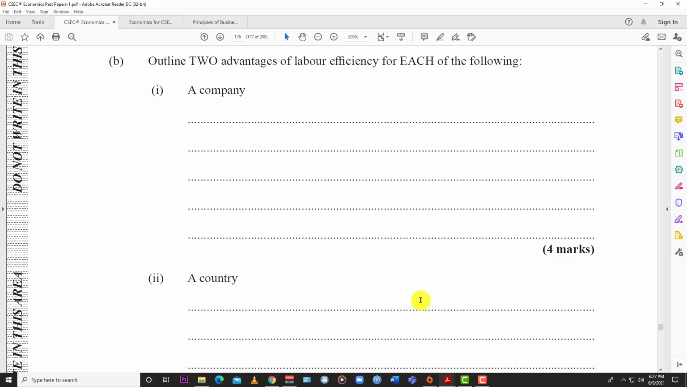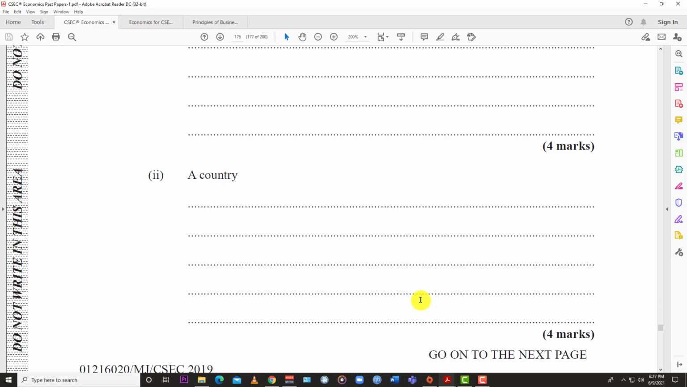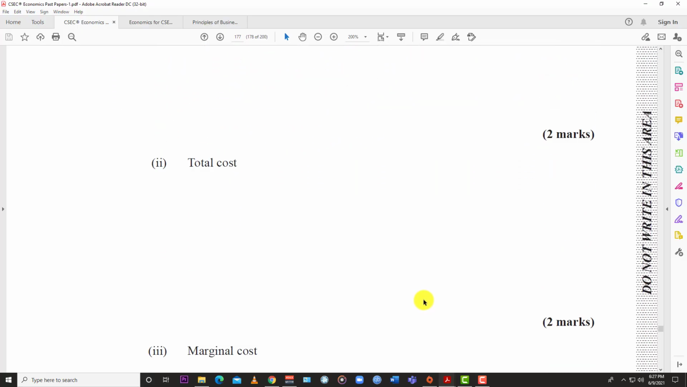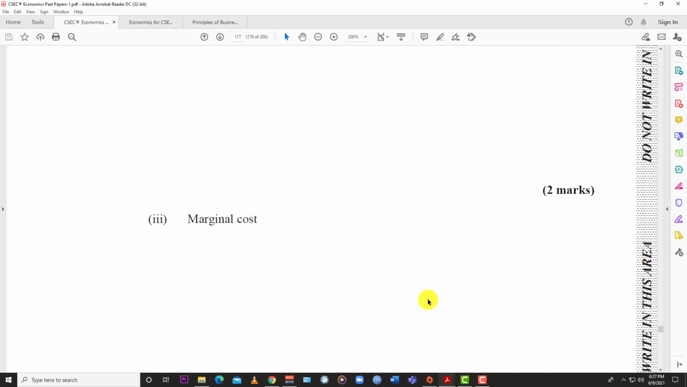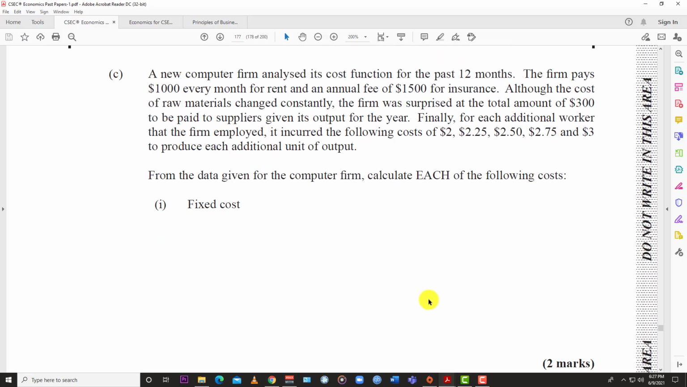So like I said, application question. You outline any of those 4. Well, I listed more than 4, but you outline any 2 of those, and you get your solid 4 marks for that one. You can't go wrong with this one. Okay, the last question. Yes, the last question. Again, lovely question. Apply what you know.